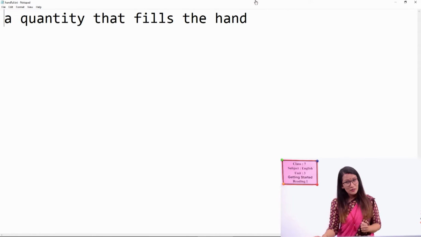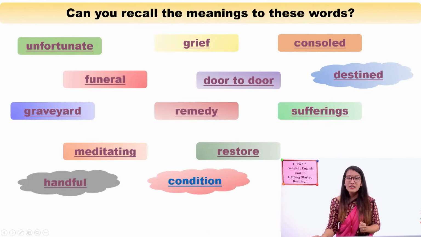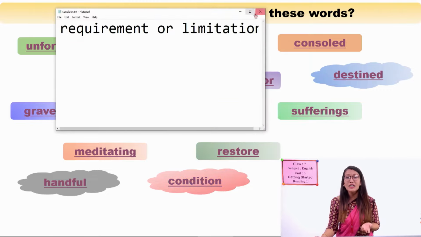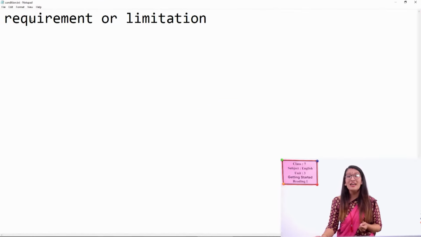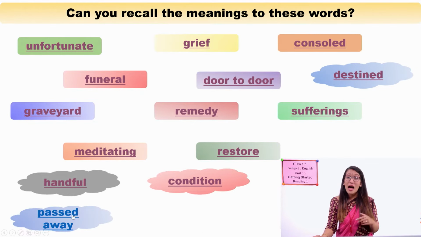Did you understand? Now another word is condition. What's the condition of my scooter? Requirement or limitation. In this lesson, the meaning of this word is a little bit different. It's requirement or limitation. Something that is required to do. I will let you play with your mobile phone, but you need to read. That's the condition your parents give to you.